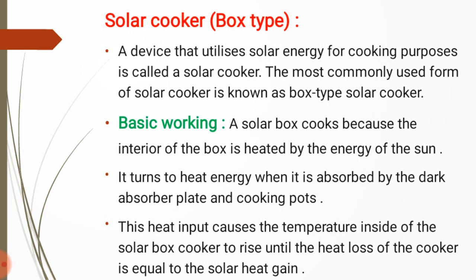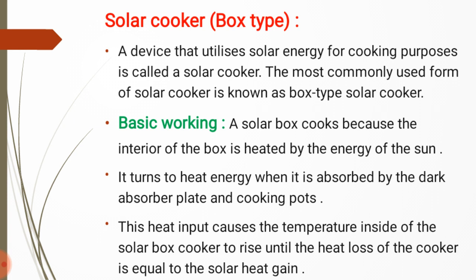This heat input causes the temperature inside the solar box cooker to rise until the heat loss of the cooker is equal to the solar heat gain. That means this process will continue until the heat loss of the cooker is equal to the solar heat gain. That means the gain of solar heat radiation becomes equal to the heat loss by the cooker, that is, the heat transfer to the food to cook. When these two quantities are equal, that is the equilibrium temperature, and then the temperature of the box remains the same.